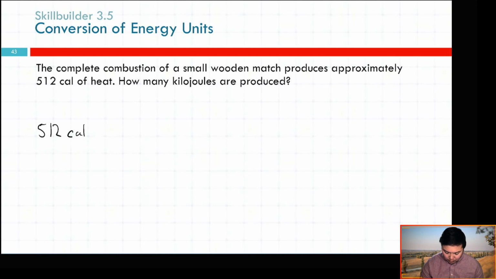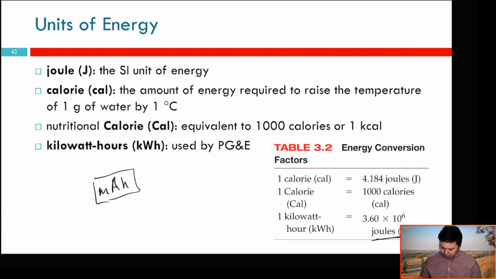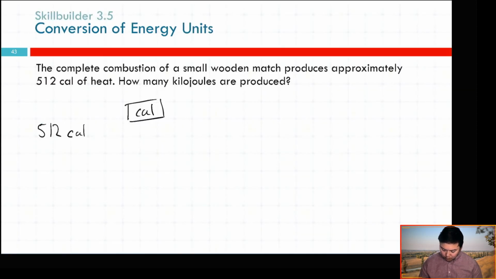And again, if we use our solution map, we're going to be going from cal, oh yeah, we can go straight from cal to joules. Cal, J for joules. And then we'll go to kilojoules. Right? So we can fill this in, 512 calories.